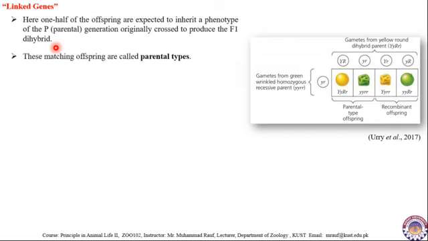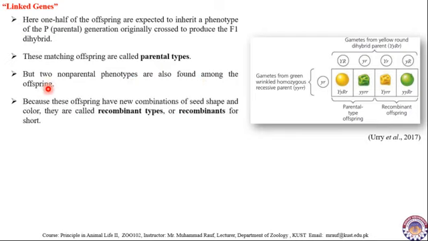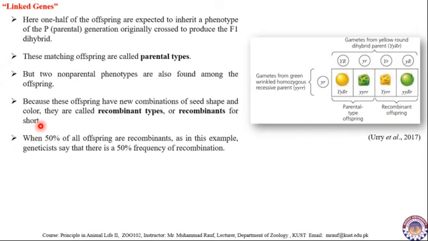So these matching offsprings are called parental phenotypes or parental types, but two non-parental phenotypes are also found among the offsprings. Because these offsprings have new combination of seed shape and color, they are called recombinant types, or recombinants for short. Recombinants mean they had new allele combination.